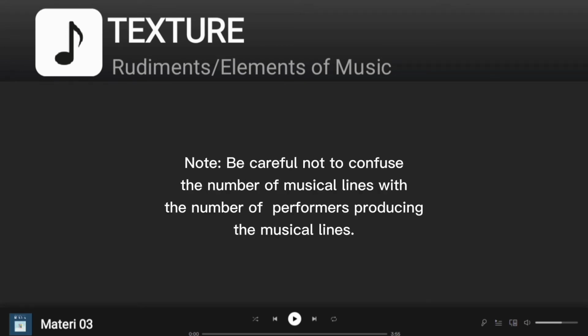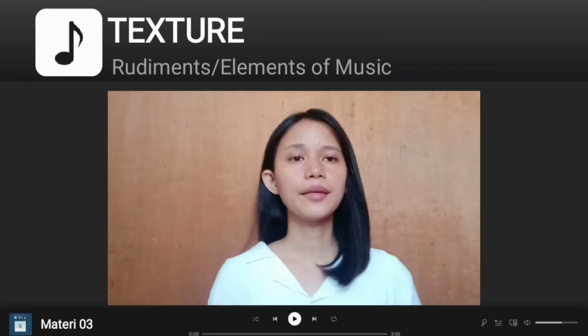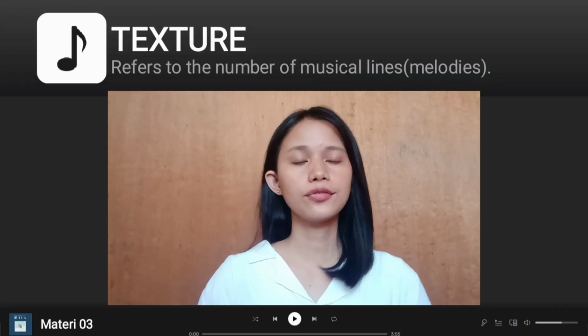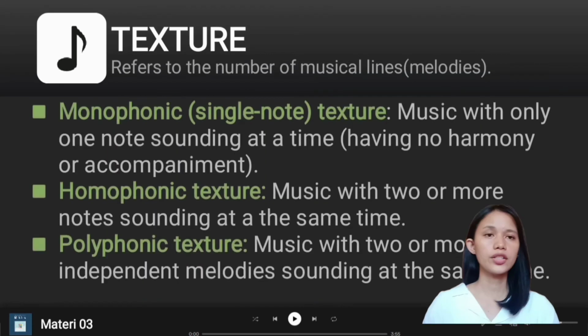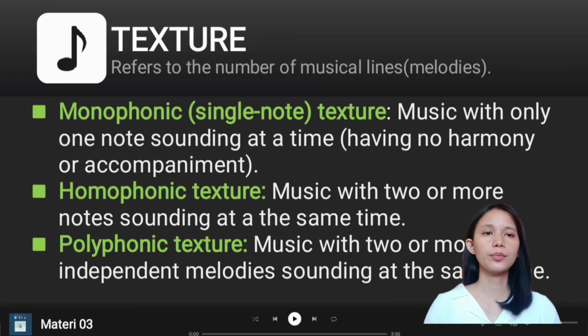Sa pag-identify ng texture, we need to be careful not to confuse the number of musical lines with the number of performers producing the musical lines. Dahil ang tinitingnan natin dito ay ang melody or ang melodic sound, hindi ang performers o ang musical instrument na tinutugtog nila. And meron tayong 3 kinds of texture, which is una, monophonic, next, homophonic, and polyphonic.